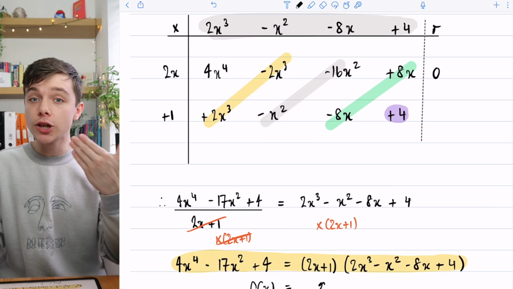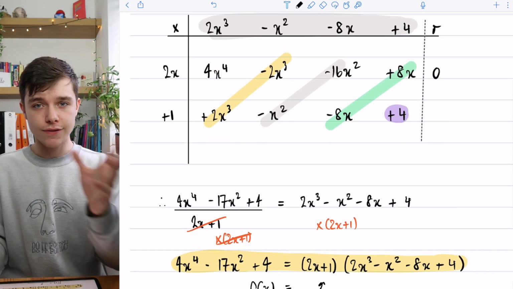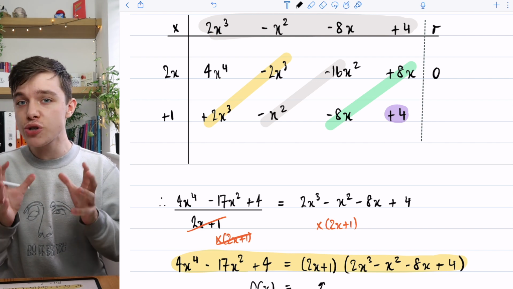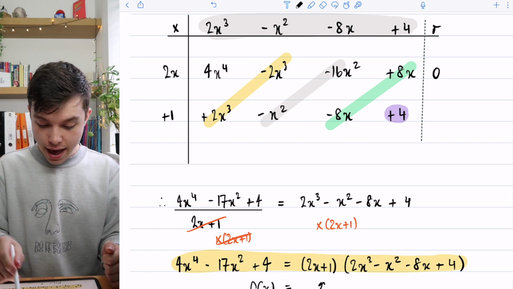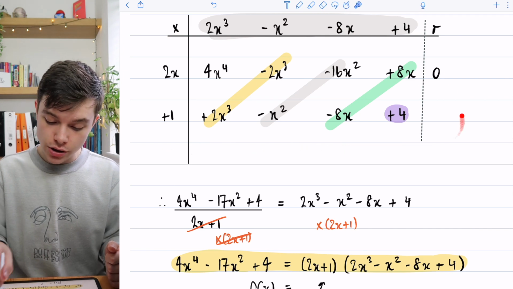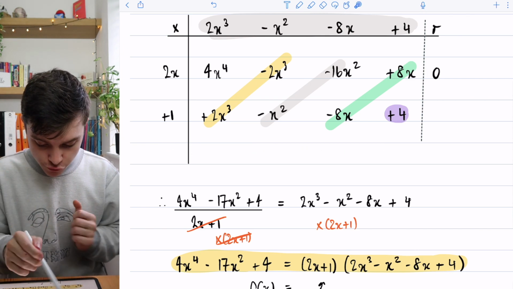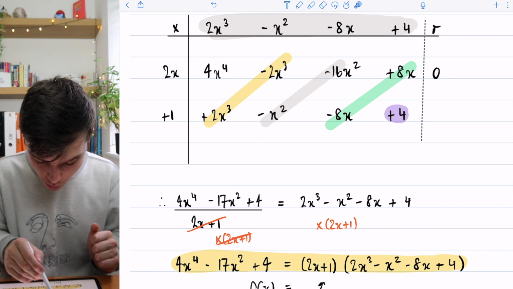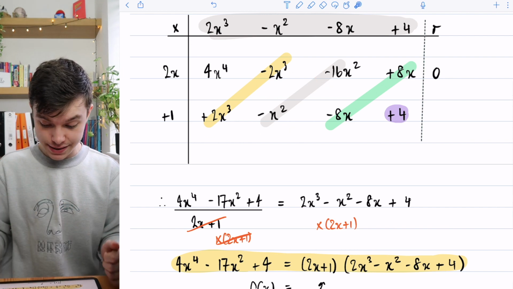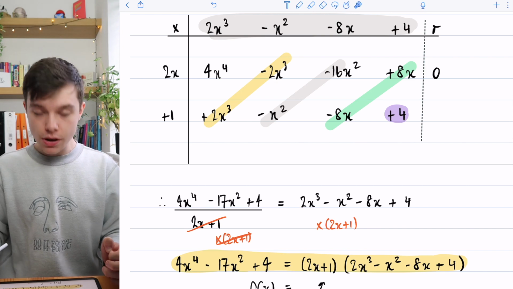Okay, so if you did it with long division using the bus stop method, it doesn't matter as long as you get that answer. In A-levels I always used this method. I thought it was much quicker and easier than doing all the subtraction and stuff. You do the subtraction within the grid, which I think is a little bit neater. Okay, so that's all we have to do.